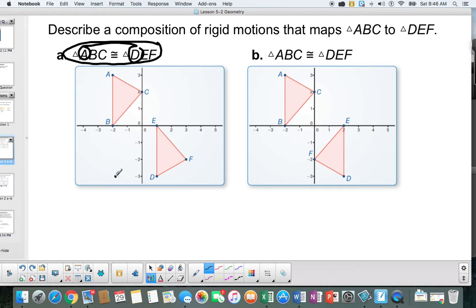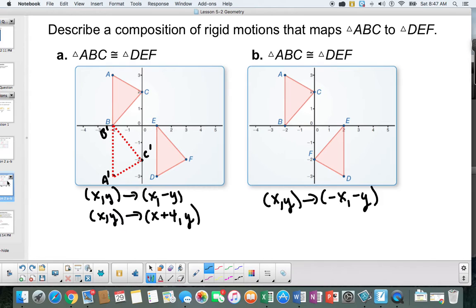So A is going to get reflected. This will be A prime, and then C will get reflected over here. B is on the x-axis, so it'll stay put. Now once I see this, I can see I just need a translation to get A to go to D, C to go to F, and B to go to E. Let's stop the screencast and see if you can write the rules and then do part B.